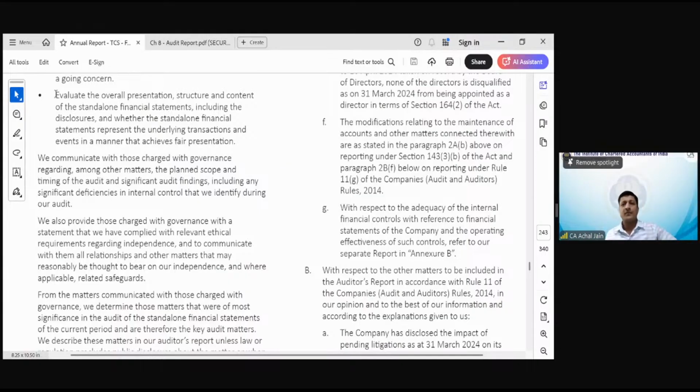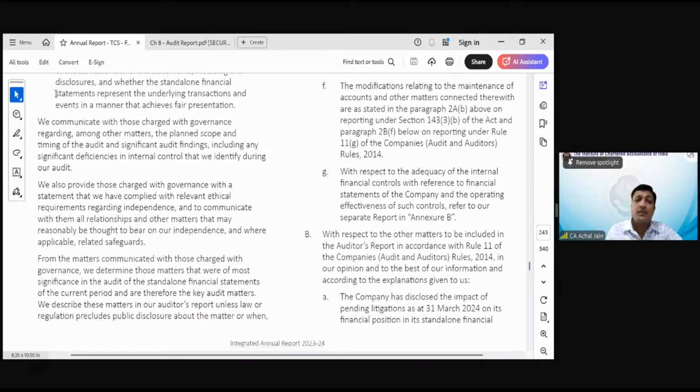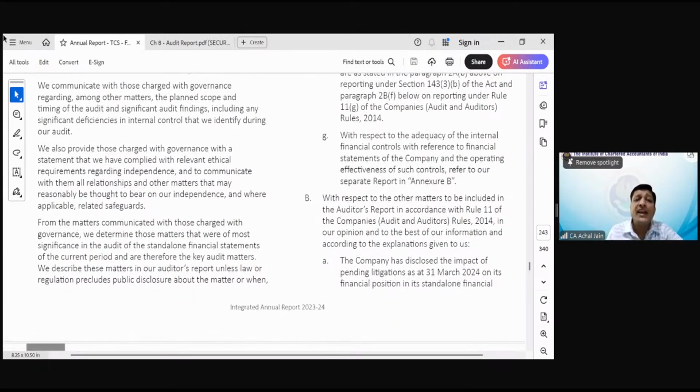Now, auditor is saying we also communicate with those charged with governance. Remember, communication with those charged with governance. And what is required to be communicated to them? Planned scope, timing of audit, significant audit findings, any significant deficiencies in internal control.